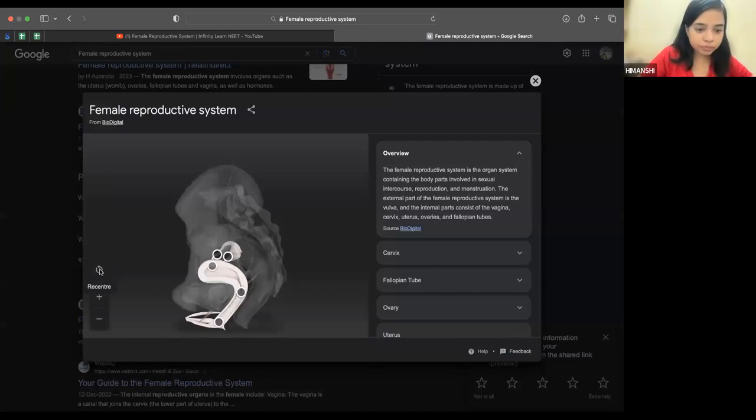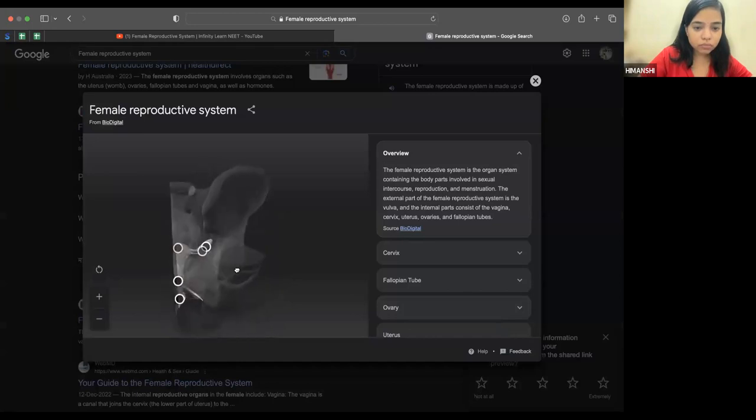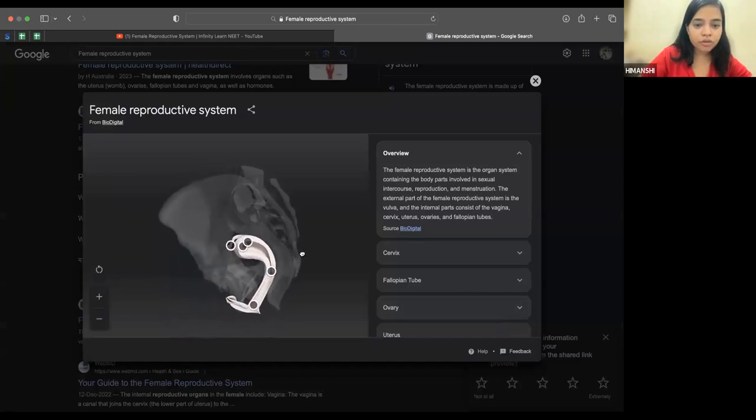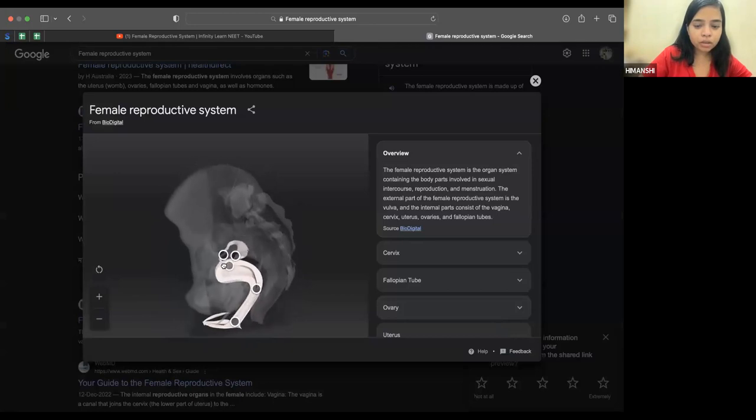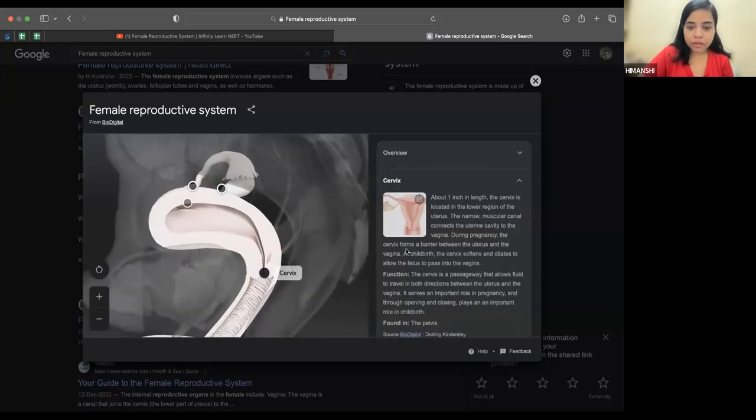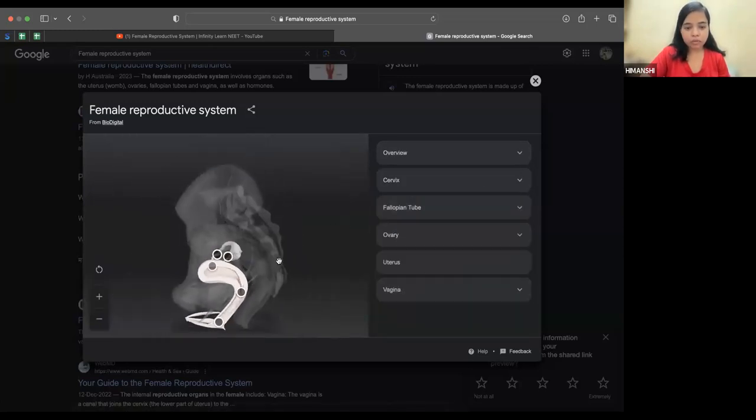So this is the female reproductive system. As you can see, this is the transverse section here, correct? So what are the parts? If we talk about the overview, the female reproductive system is the organ system containing the body parts involved in sexual intercourse, reproduction, and menstruation. The external part is the vulva, and the internal parts consist of the vagina, cervix, uterus, ovaries, and fallopian tubes. Okay, let's start from the outside.